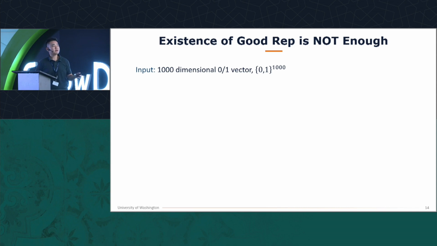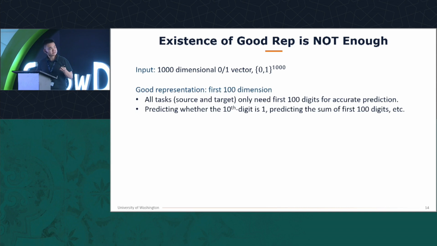Say you have 1,000 dimensional 0, 1 vectors. They are the input. And I can tell you that the good representation is the first 100 dimensions. So the raw input is 1,000 dimension, but the good representation is just the first 100 dimensions. A good representation function is just a mapping from the raw input of 1,000 dimension to the first 100 dimension. And by good, I mean that all the tasks, both source and target tasks, only need the first 100 digits for accurate prediction.